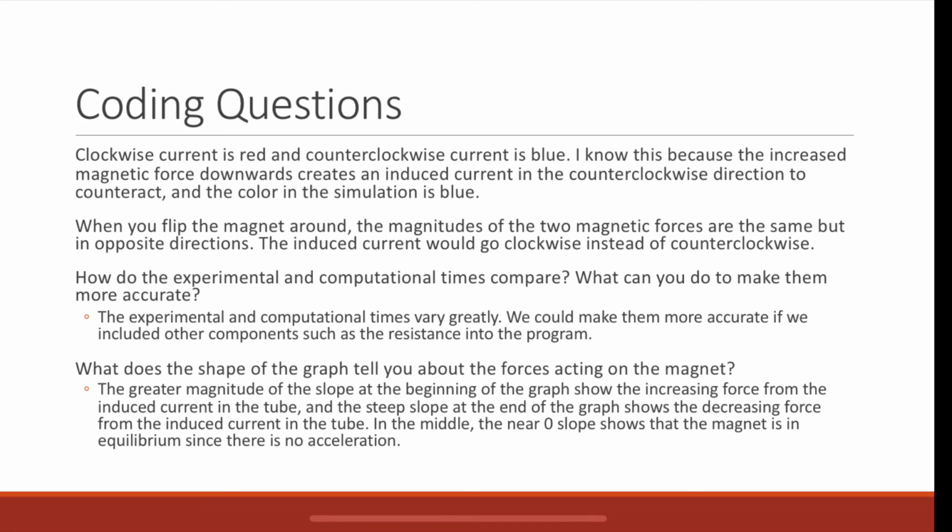And what does the shape of the graph tell you about the forces acting on the magnet? I'm looking specifically at the velocity curve. The greater magnitudes of slope at the beginning and the end show that gravity is the only force acting on it because there is some sort of net acceleration. However, when the magnetic force cancels it out, that slope becomes pretty much zero, which means that it is equilibrium, so the magnetic force is counteracting the gravitational force at that point.